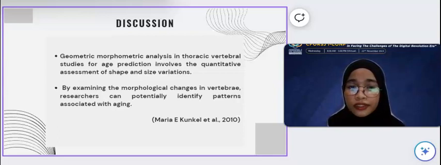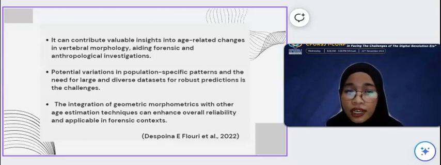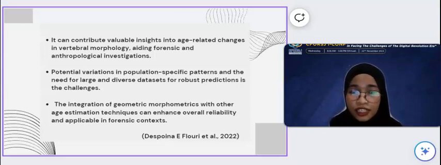By examining the morphological changes in vertebra, researchers can potentially identify patterns associated with aging. It can also contribute valuable insights into age-related changes in vertebral morphology, aiding forensic and anthropological investigations. Potential variations in population-specific patterns and the need for large and diverse datasets for robust predictions are the challenges for this method. The integration of geometric morphometrics with other age estimation techniques can enhance overall reliability and applicability in forensic contexts.